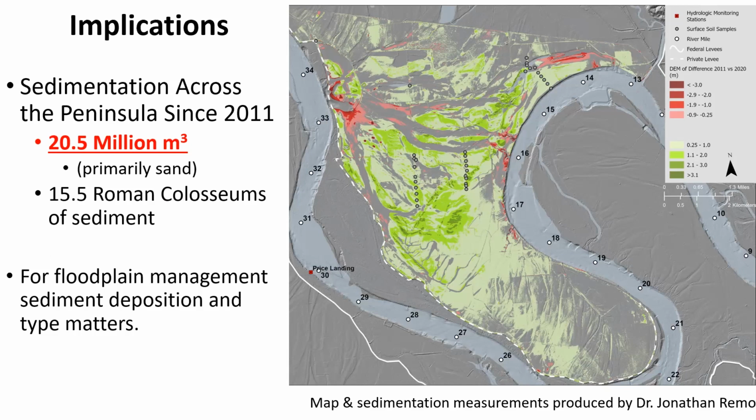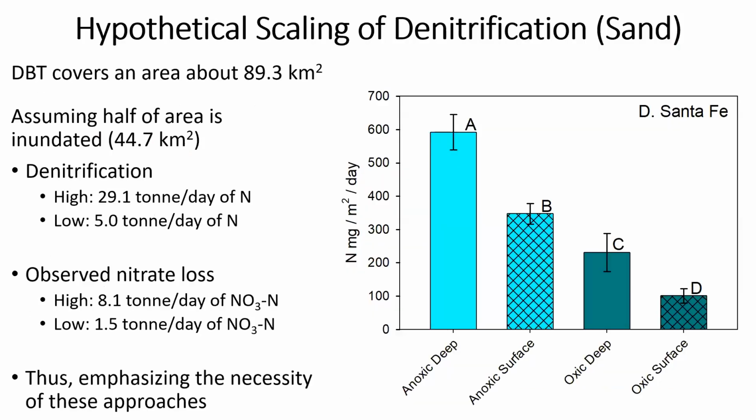So for floodplain management, sediment deposition and type does matter. But we need to scale this in some way. If we were to hypothetically scale denitrification using our sand-rich sites based on the amount of sand that's being deposited across the Dogtooth Bend, what kind of rates would we get? Well, the Dogtooth Bend covers an area of about 90 square kilometers. If we assume only half of that area is inundated with flood water, what kind of rates could we observe?